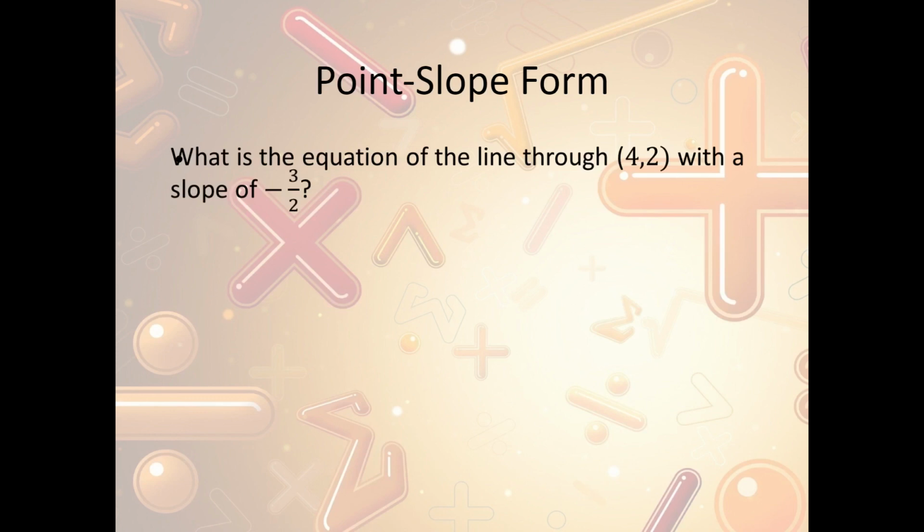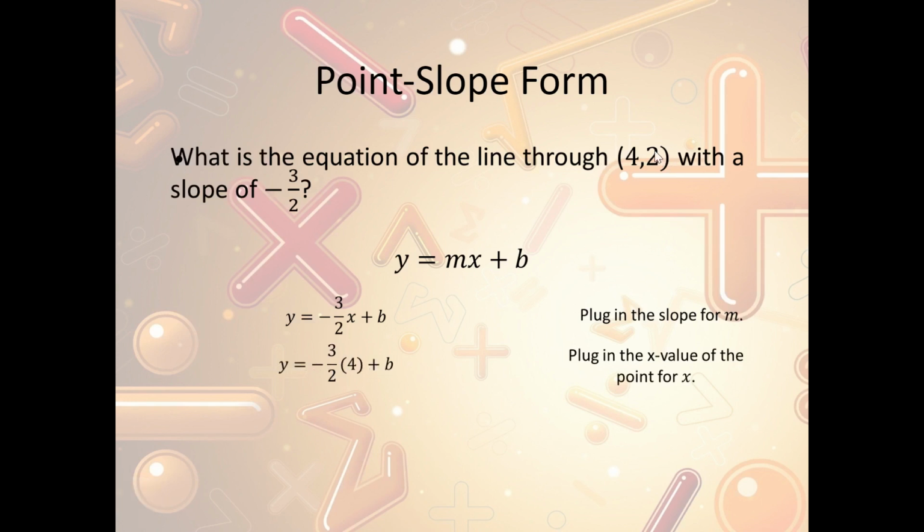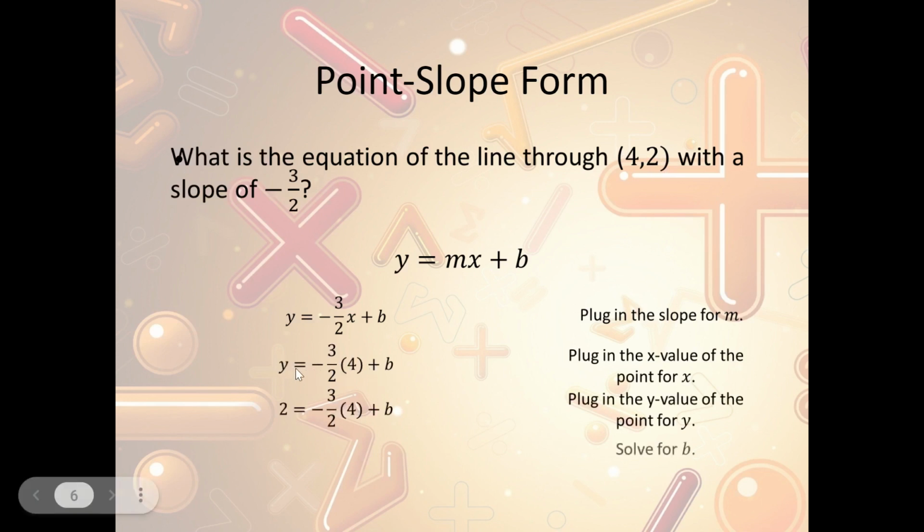Let's look at one more example. We're given a point (4, 2) and the slope of -3/2. So we're going to use the form y = mx + b, and we're going to plug in the slope for m, which is -3/2. So that goes there. And we're going to plug 4 in for x there. So we get y = -3/2 times 4 + b. Then we're going to plug 2 in for y, which is here. So it becomes 2 = -3/2 times 4 + b.